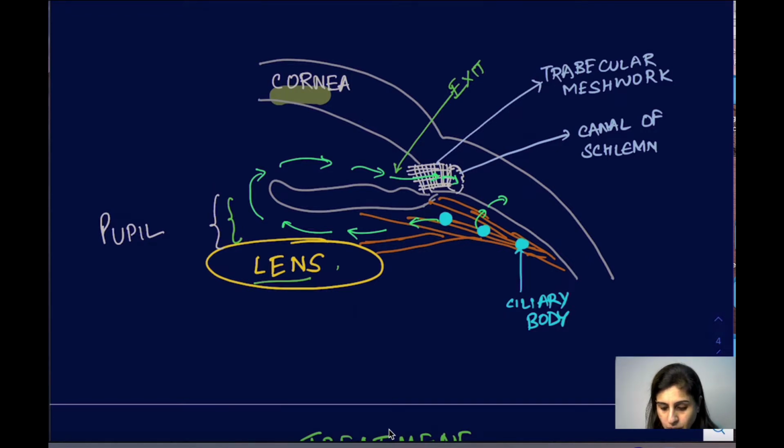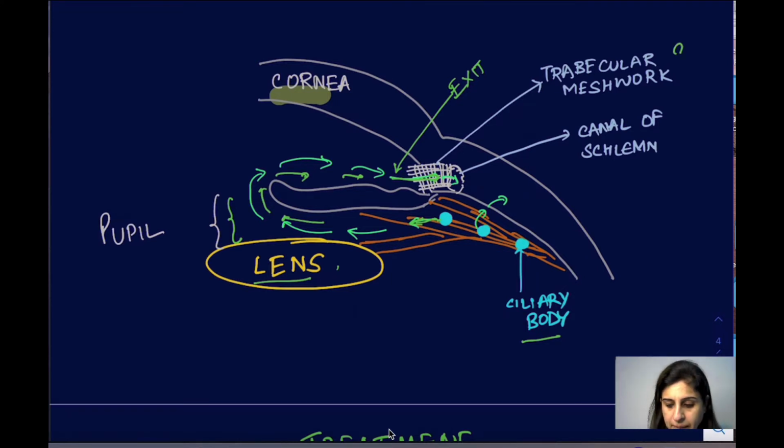So here we have the ciliary body in blue, and this is from where the aqueous humor is produced. The direction of travel of the aqueous humor is these green arrows. It is produced from here, goes through the pupil, and then passes through the meshwork, and then there is the canal of Schlemm, and then it leaves. Okay? So this is how the aqueous humor is produced and drained.